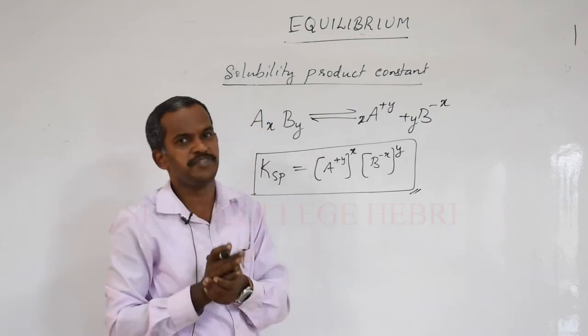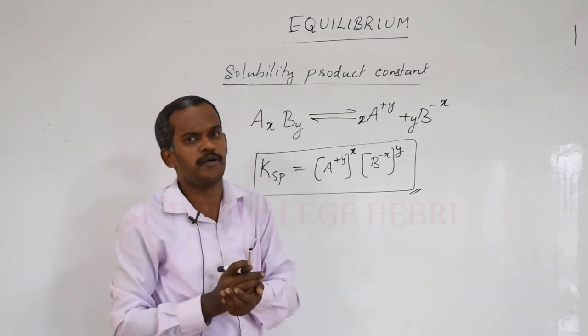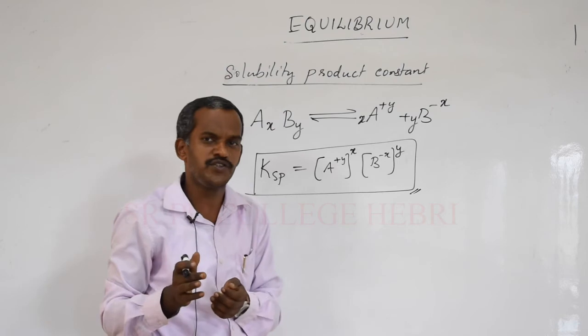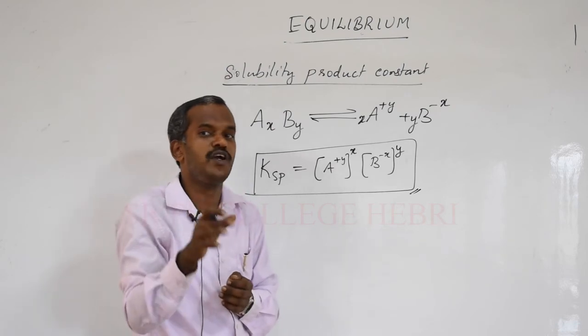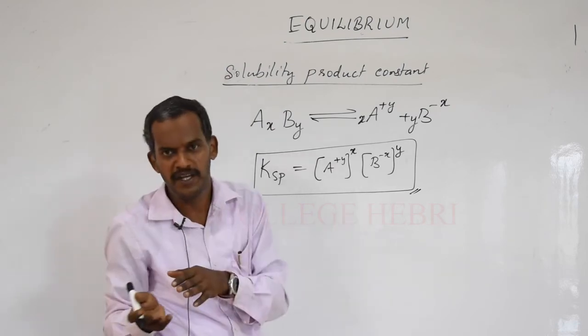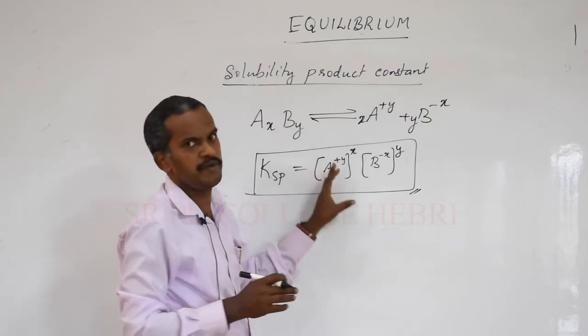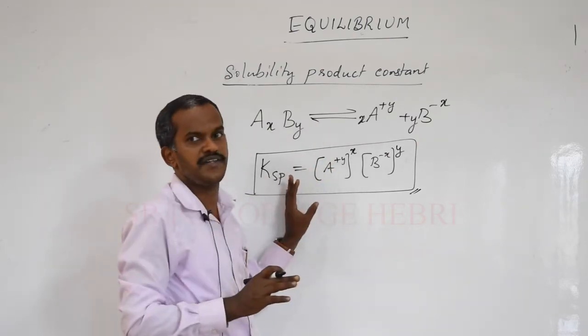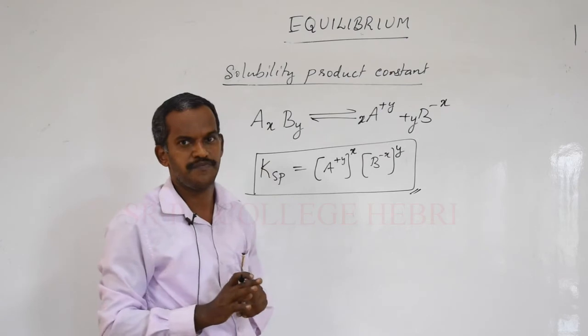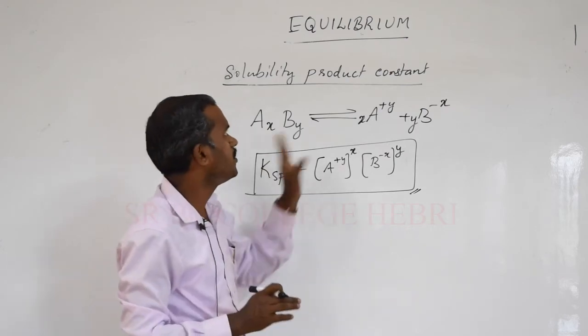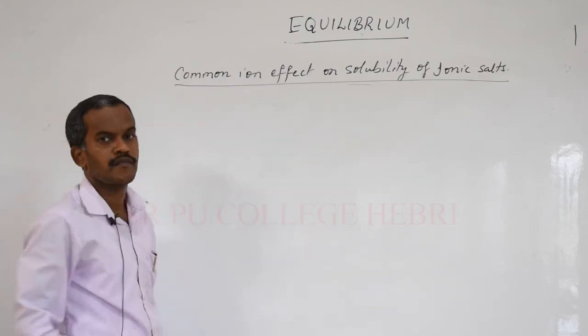Simple calculations may come. You do not need to memorize the solubility product constant for all the salts. But depending on the type of salt, whether it is AB, A2B, or AB2, you can go for simplification like this and easily get the expression for solubility product. Are you clear? So this is easy, about the solubility product constant.